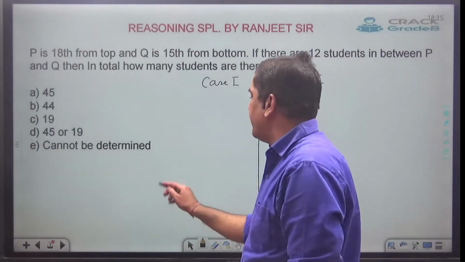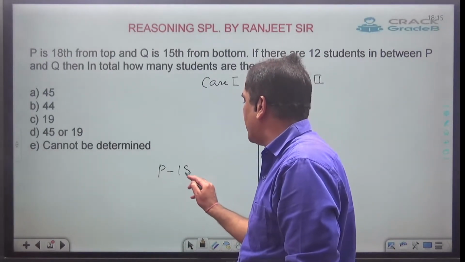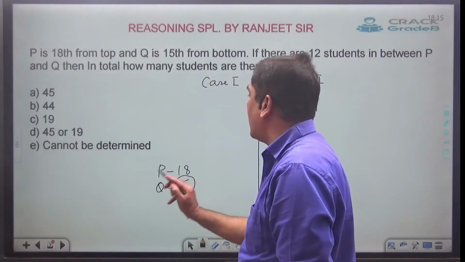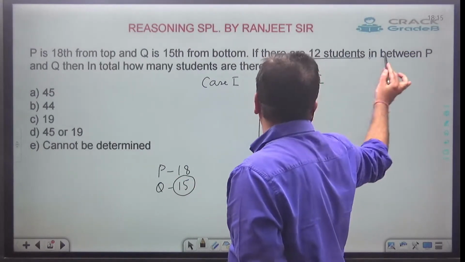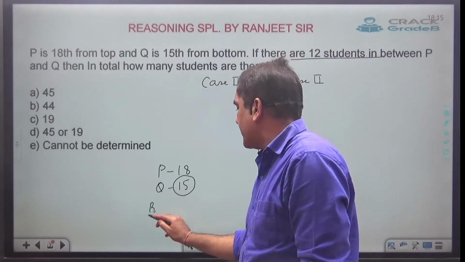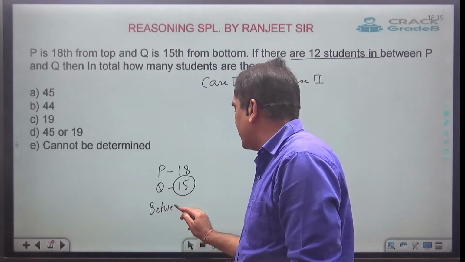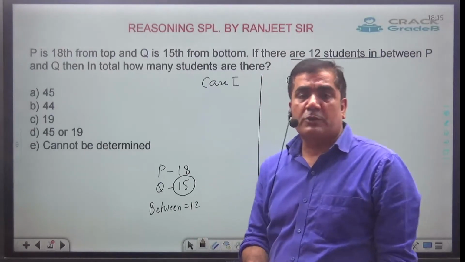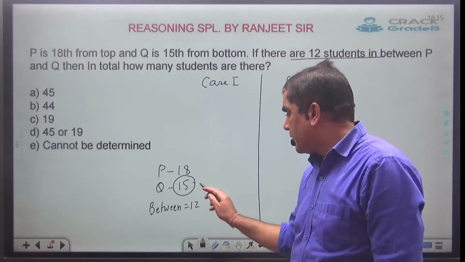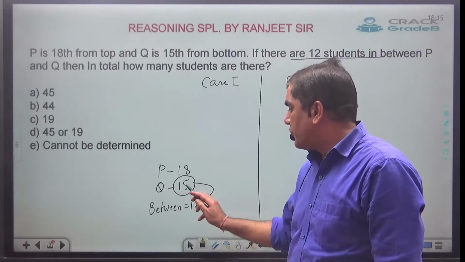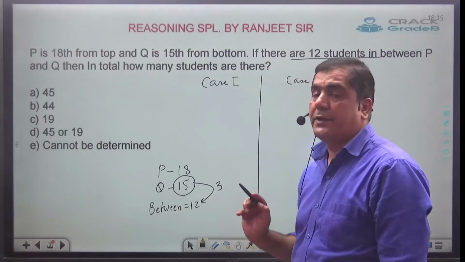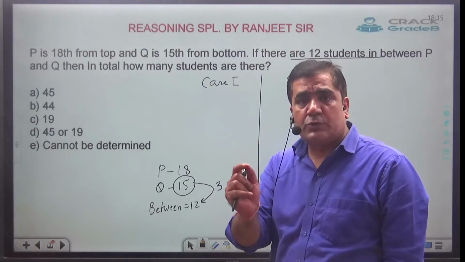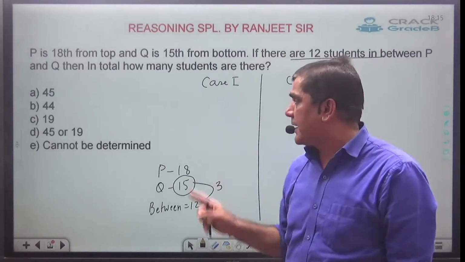Now here P is given to be 18. Q is given to be 15. So whenever you have to check case 2, always take the smallest position. Now in between they have given 12. So whenever you have to check whether case 2 is possible or not, always take the difference of the smallest minus between. So 15 minus 12 comes out to be 3. Whenever this difference comes out to be 2 or more than 2, then case 2 is always possible. So here case 2 is possible.